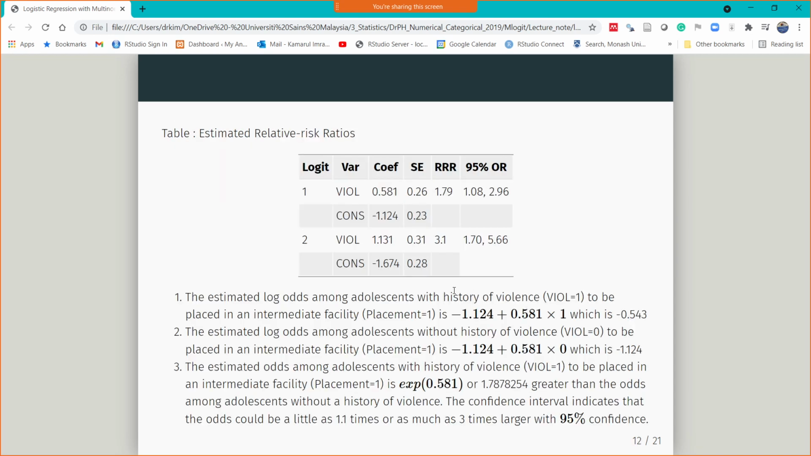So what we interpret here is only for logit 1, right? So you have to also interpret logit 2. For logit number 1, we compare placement 1 versus placement 0. So logit number 2 is placement 2 versus placement 0.